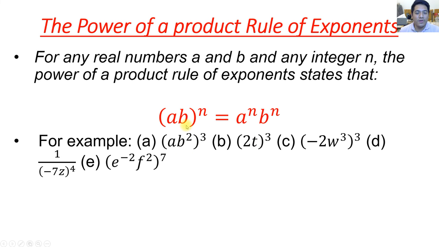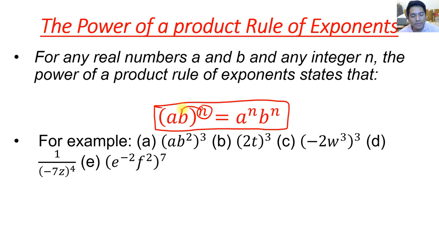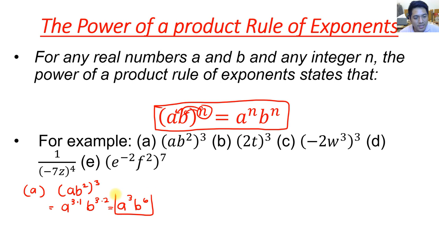Okay, so we can distribute the n to first the a and the b. So let us try to solve an example. We have a b squared raised to cube. So this 3 will be distributed. You have a raised to 3 times 1 and you have b raised to 3 times 2. So you have a cube and then b raised to 6. So you multiply because this is raised to a certain power.